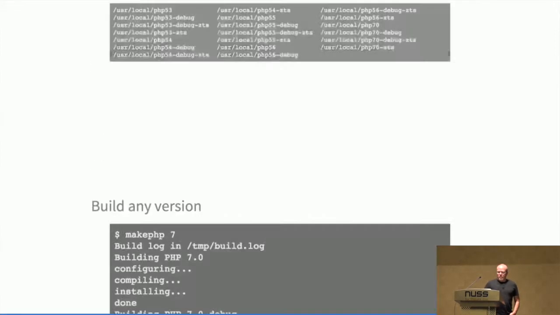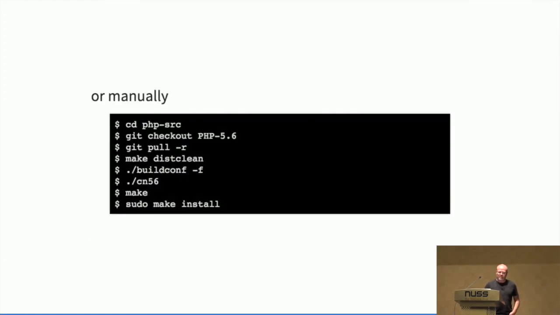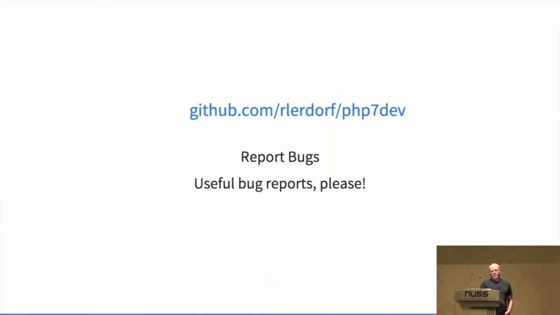You can make a new version. You can recompile. Just type make php7. My Vagrant image right now is maybe 2 months old. So the first thing you want to do if you grab it is type make php 7. And that'll grab the latest PHP 7 code and compile and install the debug and then the non-debug version of it. Or you can do it manually if you like. You can cd into the php-src and you can pull things out. It's not hard to build PHP. And it's a good place to practice if you haven't done it before. So that's the URL, rlerdorf php7dev.